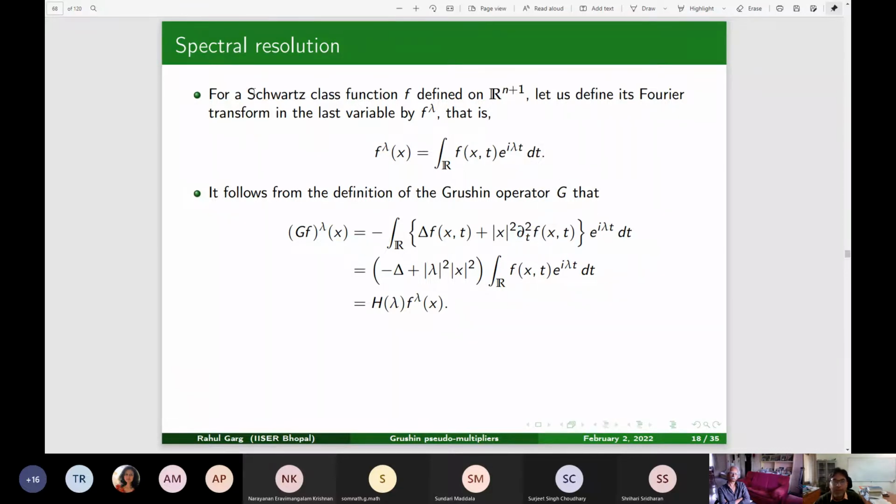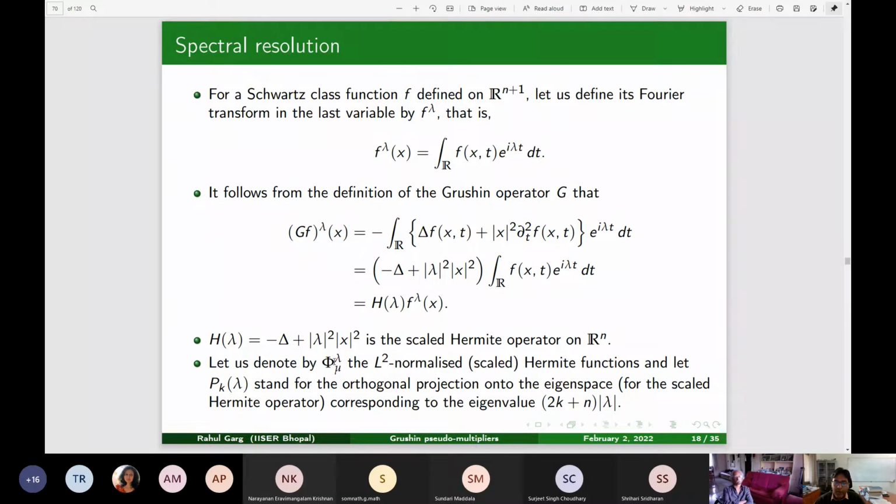If you do that, and you are starting with a nice function like Schwarz class, so that the trace terms do not occur, it will produce lambda squared, right? Each time it will give me i lambda, twice. So with plus-minus adjustment, one can see that this is the minus Laplacian plus lambda squared x squared, acting on this function f lambda. So what I get is that Gf, the Fourier transform in the last variable, is nothing but, for this function as a function of x variable, H lambda operated on f lambda, and H lambda is a well-known operator. This is the Hermite operator, which is a scaled Hermite operator. When lambda equals 1, we have seen this is the Hermite operator. We call it the scaled Hermite operator, for lambda non-zero.